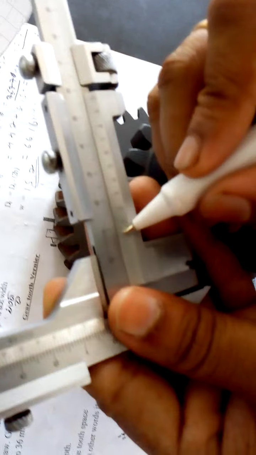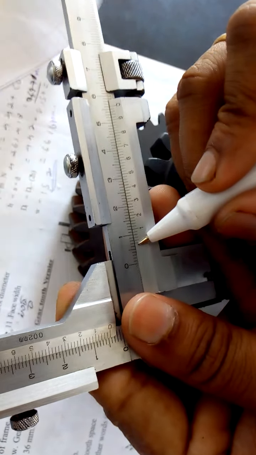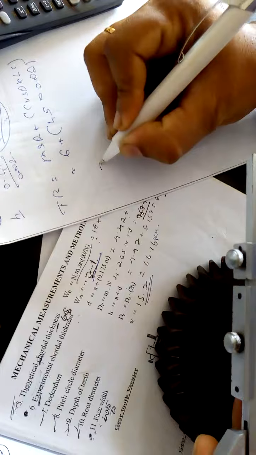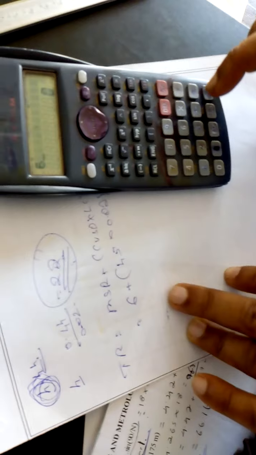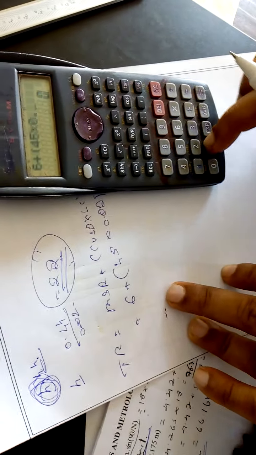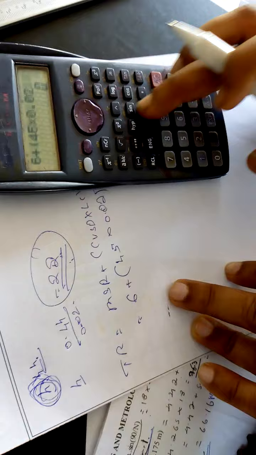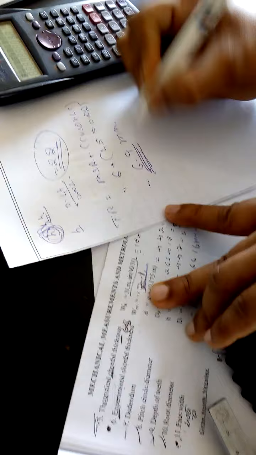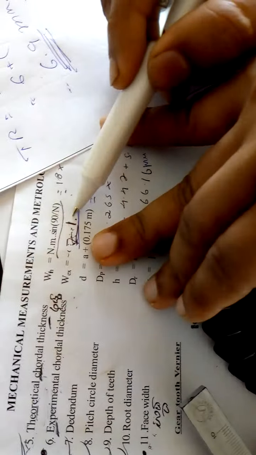MSR reading is 6, plus 45 into 0.02, that is 6.9 mm. So the experimental chordal thickness is 6.9 mm. Your seniors got 7.1; in my experiment I got 6.9.